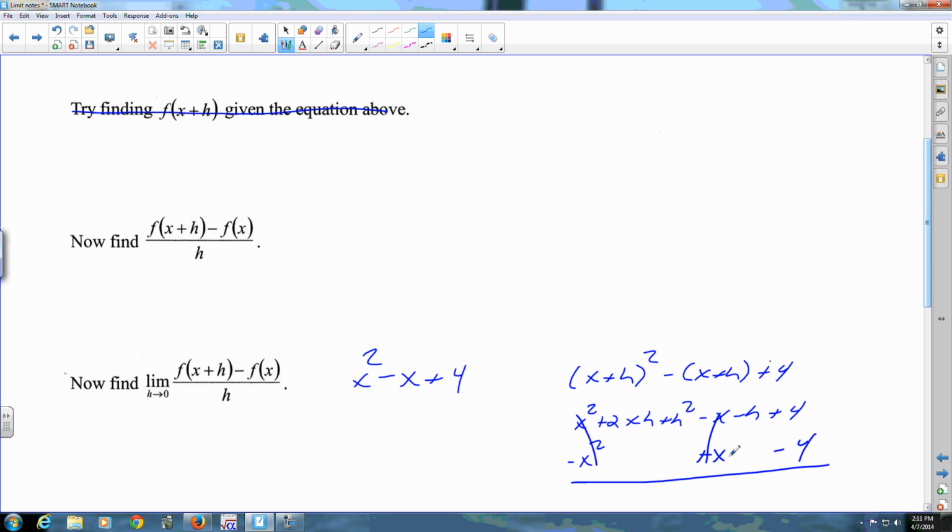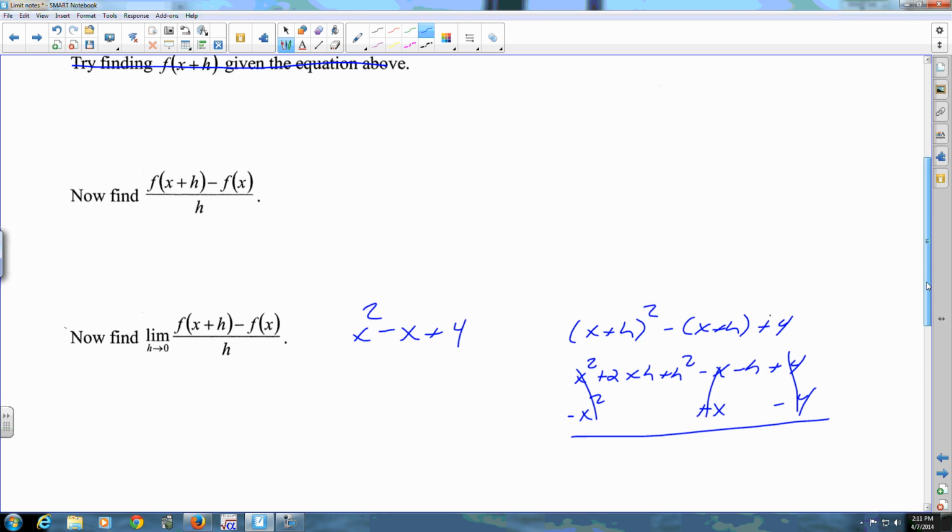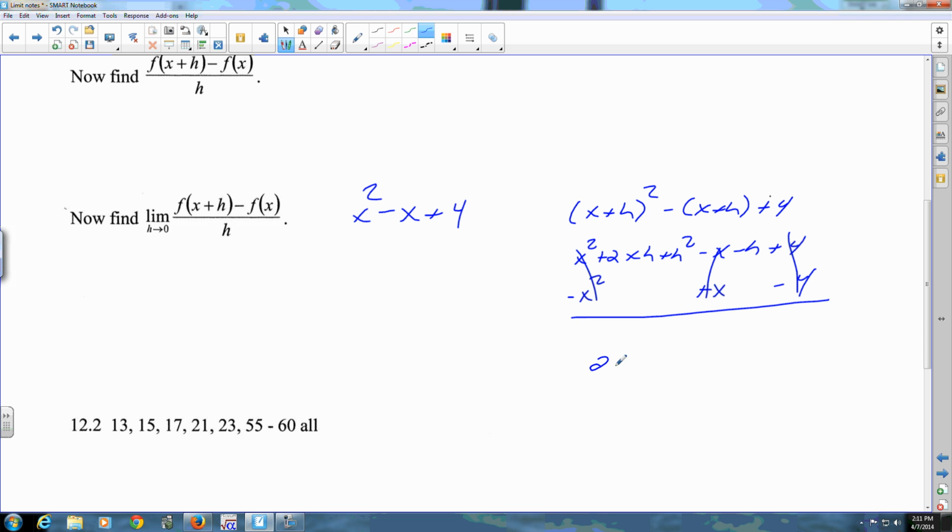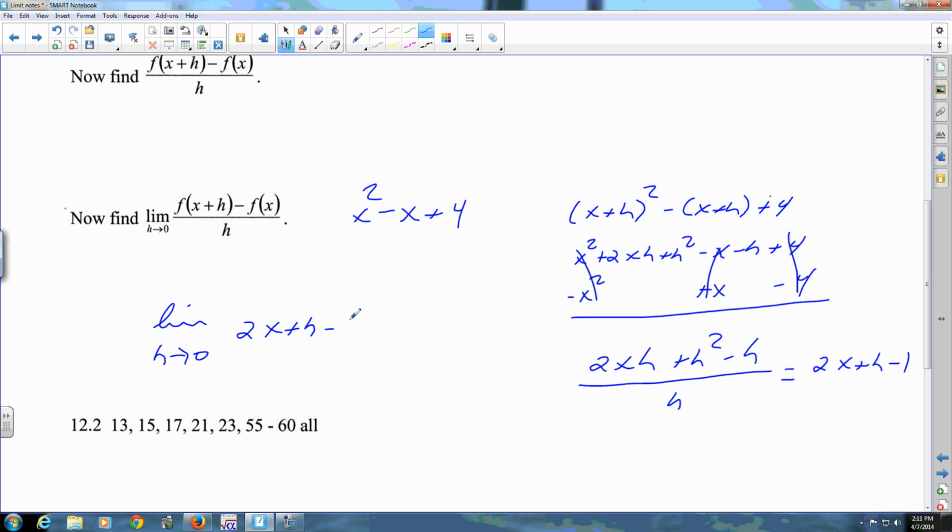What you should notice, anything that doesn't have an h should cancel out. 2xh plus h squared minus h all over h. Everything should have an h. There shouldn't be anything without. So that's going to reduce to 2x plus h minus 1. Now you need to take the limit as h goes to 0 of 2x plus h minus 1. That h is going to cancel out, and you get 2x minus 1.